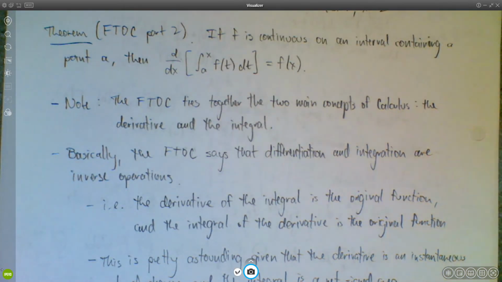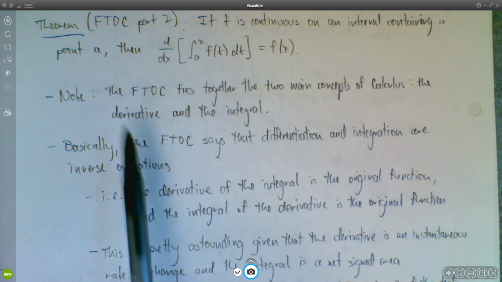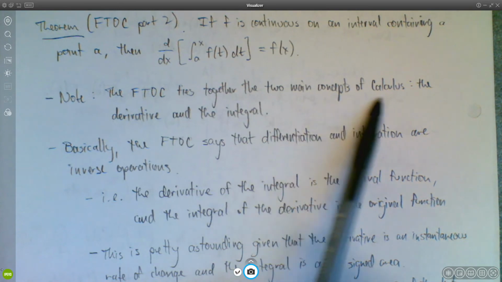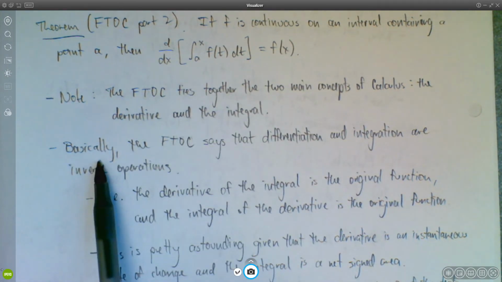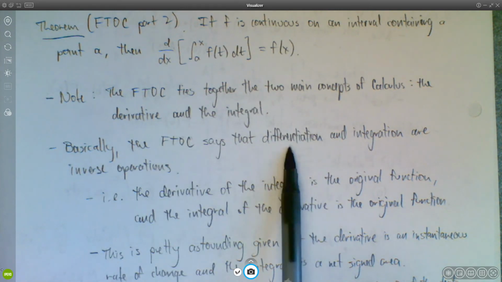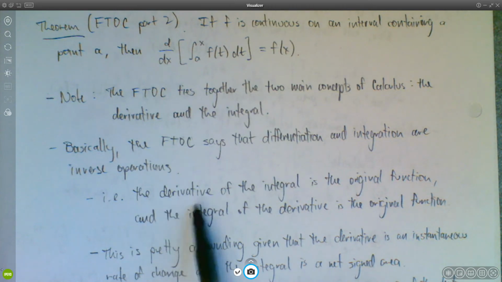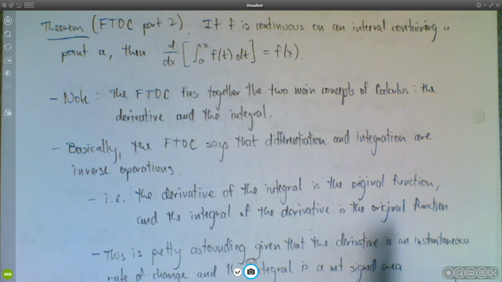Right? So that's Fundamental Theorem of Calculus Part 2. It's a little confusing to see it that way, but what I want to point out is that, as I said at the beginning of this section, this ties together the two main concepts of calculus, the derivative and the integral. Basically, this is saying that differentiation and integration are inverse operations. So the derivative of the integral is the original function, and the integral of the derivative is the original function, right? So differentiation and integration undo each other.